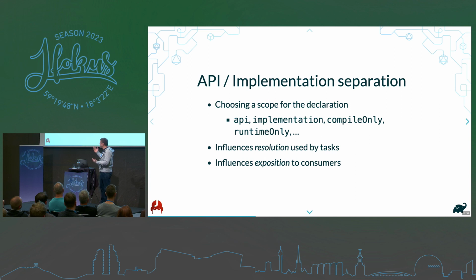And I mentioned API and implementation, but as you can see here, we've got a lot more, like compile only, things that you only need at compile time. Think about these nullable annotations. These are things that you just need at compile time. They don't have to be on the runtime class path when running tests, and they do not matter for consumers of the dependency. Runtime only is similar, but on the other end: it's something that you want at runtime only, like a logger implementation, for example.